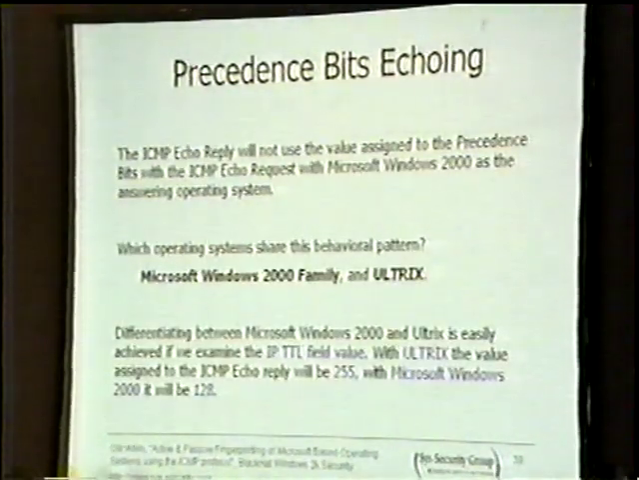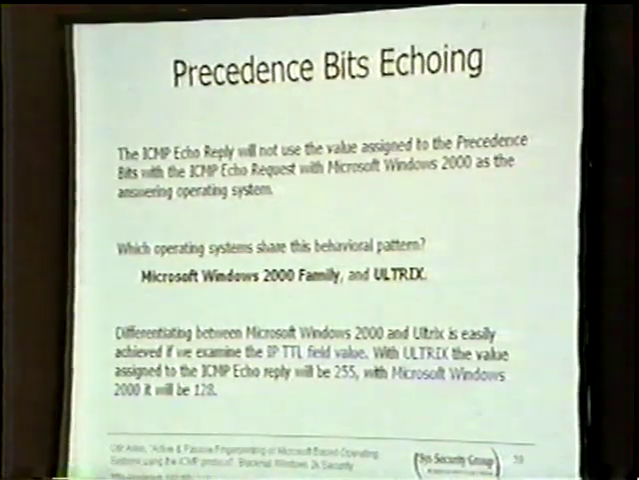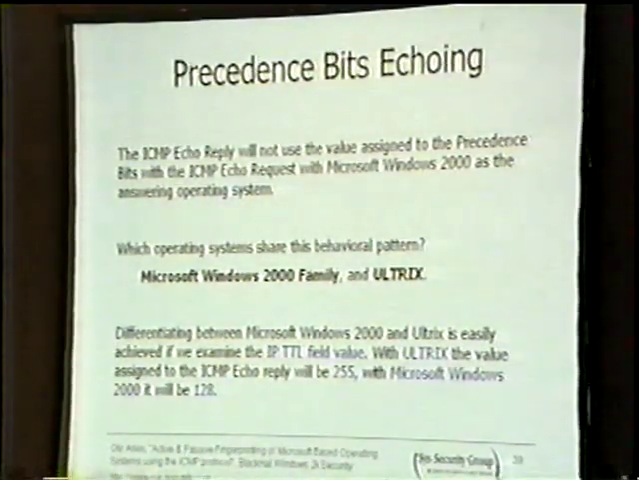We have another operating system that does the same, which is Ultrix. Yeah, I actually found an old Ultrix box, and it really pissed me off to see that it has the same behavioral patterns as Win2K. Did Microsoft look at Ultrix to understand the behavior? I don't think so. To our rescue, there is the IP time to live field, 255 with Ultrix and 128 with Win2K, rescuing us from this problem.